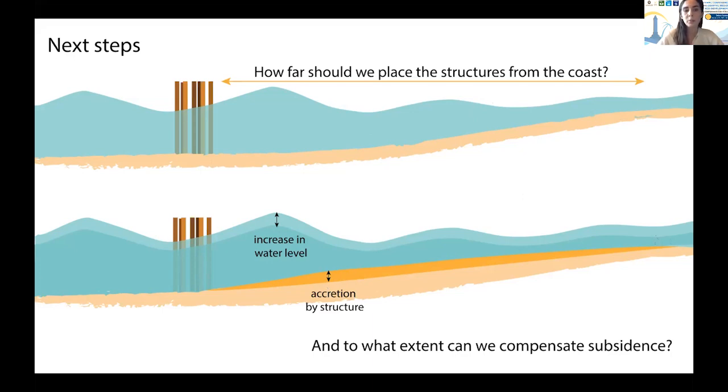But as Peter mentioned before, if you have an extremely high rate of subsidence, there may simply not be enough sediment in the system to keep up with it. So it's important to investigate until which level of subsidence these structures are a feasible solution for restoring the mangrove habitat, not only for this project, but also for the extension at other locations.